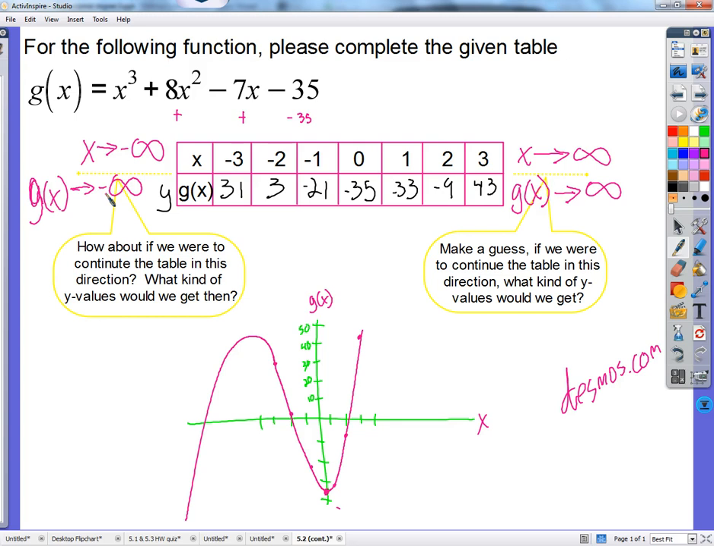So if we put in big x values in the positive direction, we'll get these big positive y values. If we put in big negative x's, we'll get big negative y values. I think that's the only function that that's true for. Just these two things is what I'm talking about, that tendency on the right side and on the left side. Do you think that's the only function that does that? Probably not.